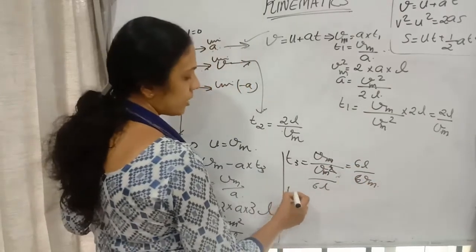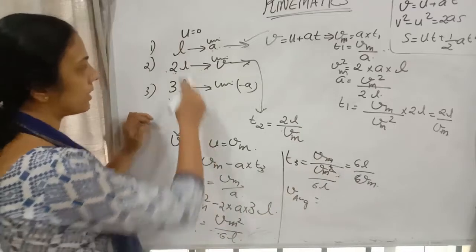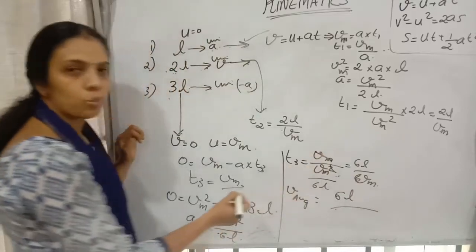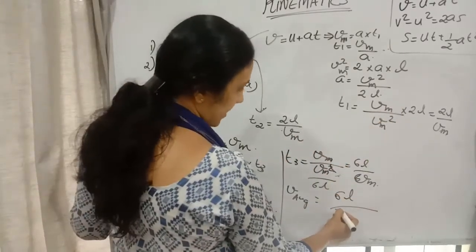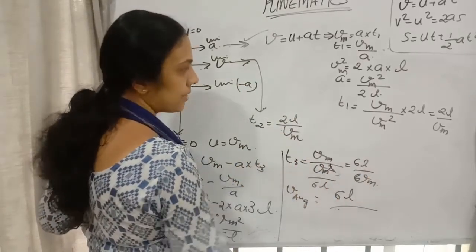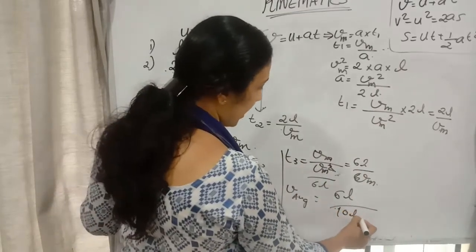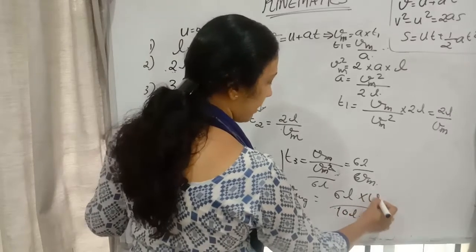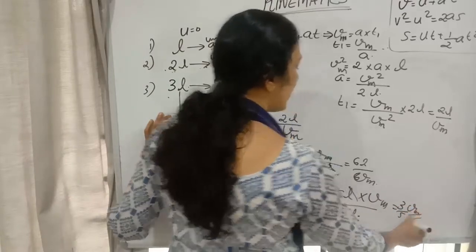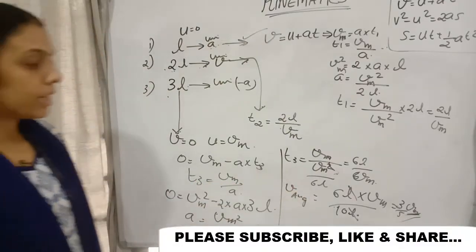Now what is the average speed? V average will be equal to the total distance travelled, L plus 2L plus 3L, which is 6L, divided by T1 plus T2 plus T3. T1 is 2L by Vm, T2 is 2L by Vm, then T3 is 6L by Vm. So together it will be 10L divided by Vm. So 6L divided by 10L by Vm, which gives 3 by 5 Vm. So we got the average speed as 3 by 5 Vm.